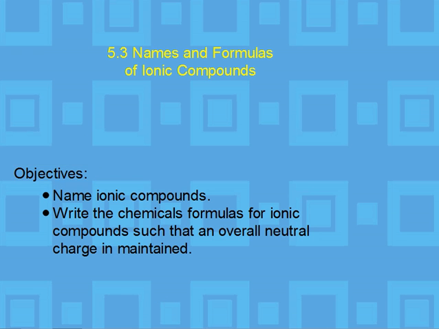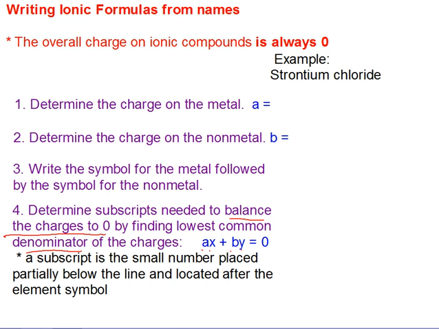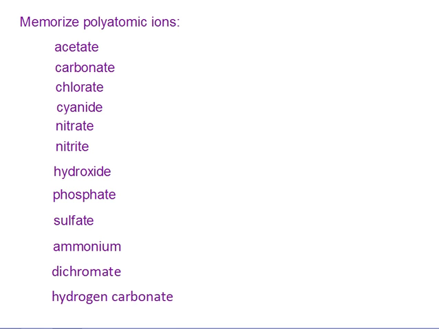Welcome back to chemistry, where we're learning how to name ionic compounds. Now, in my last video we talked about naming binary compounds. Today we're going to talk about polyatomic ions and also things that involve a variable charge. So I'm going to skip through a couple slides to get to our polyatomic ions.